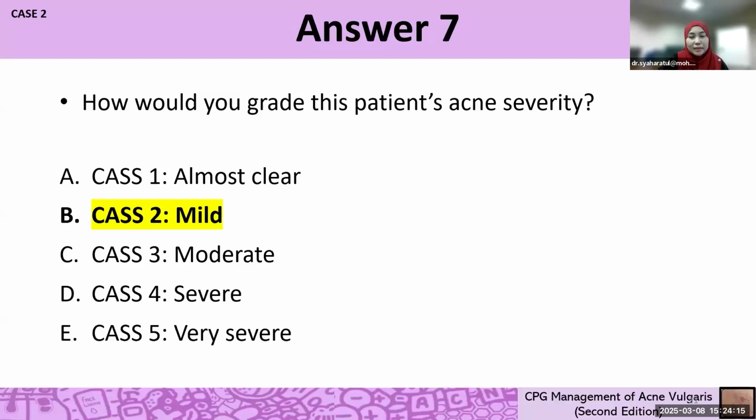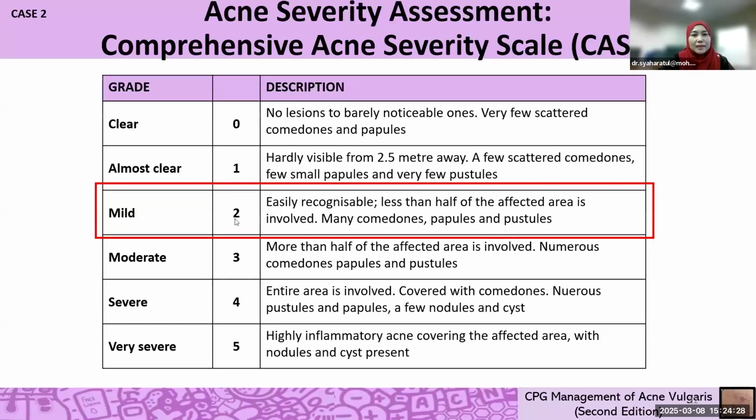So the patient has a CAS 2, which is mild. Those who answered 3, you're not wrong. Between 2 and 3, it's debatable. But why did we put 2? Remember, it's easily recognizable. Less than half of the affected areas involved. Many comedones and papules, as opposed to 3.